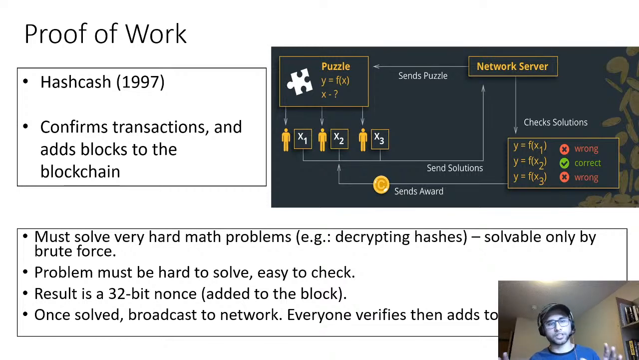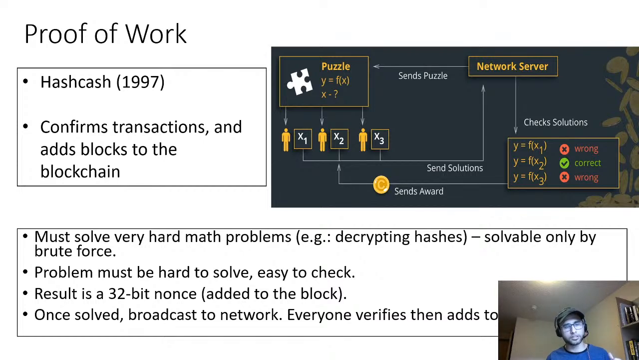They realized that when you brute force and eventually solve this math problem, the result will always be a 32-bit nonce, and that's the nonce that gets added to the block, right? Now these problems, just like hashing, are very, very hard to solve, but very, very easy to check if someone got the right answer. Miners are the people who actually verify if a transaction is valid and add it to the block.